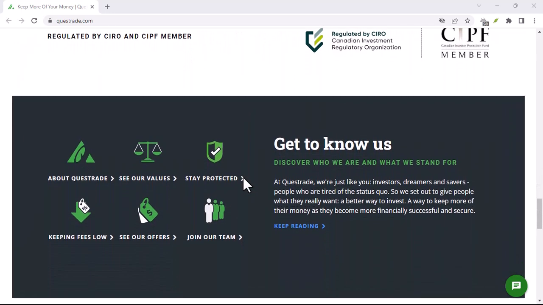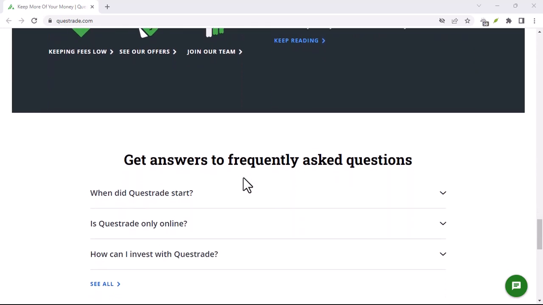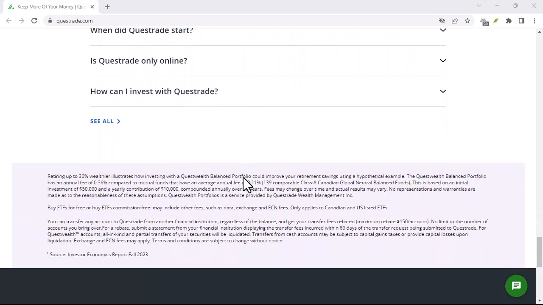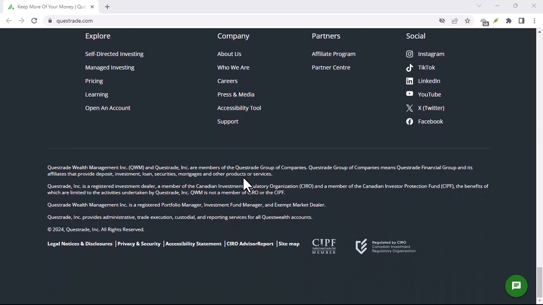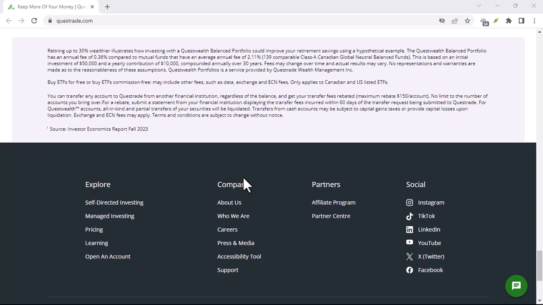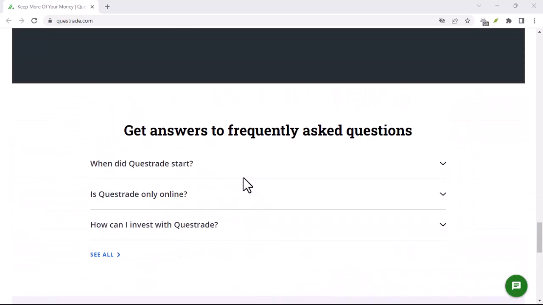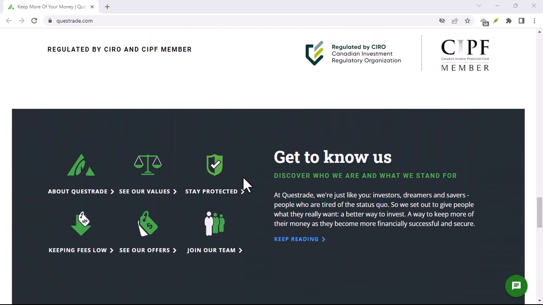Size of your trade. The size of your trade can also affect the cost of trading ETFs. Larger trades typically have lower fees. Commission-free accounts. Questrade offers a number of commission-free accounts. This means that you can trade ETFs for free.